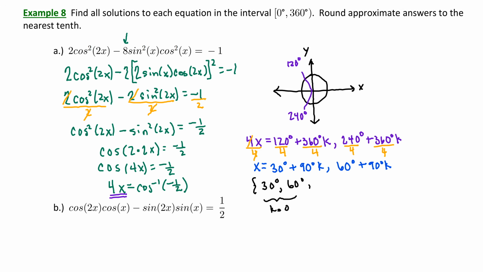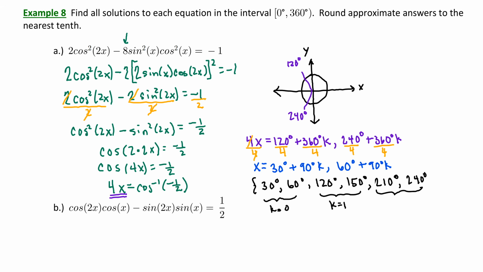For k equal to 1, we have 30 plus 90, that's 120 degrees, or 60 plus 90, that's 150 degrees. Again, I'm using k equal to 1 there. Let's use k equal to 2. So 30 plus 90 times 2, or 30 plus 180, is 210 degrees. And 60 plus 180 gives us 240.